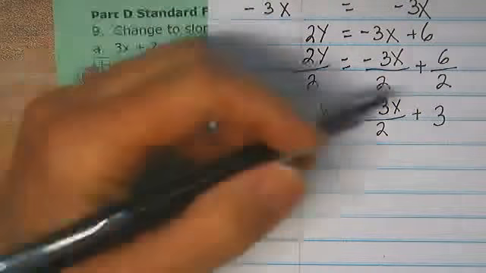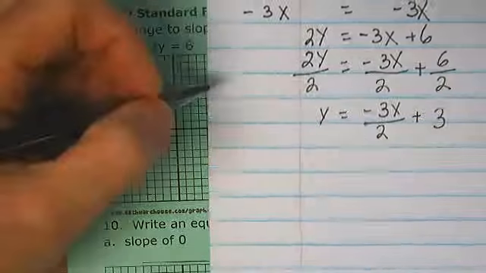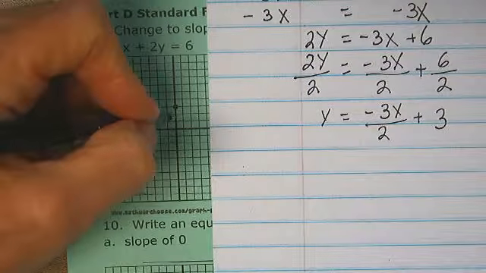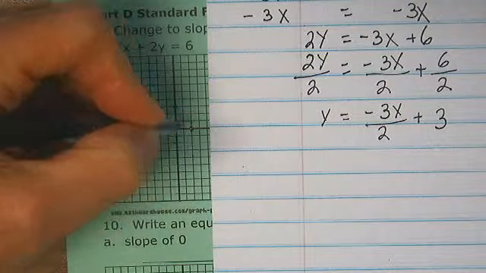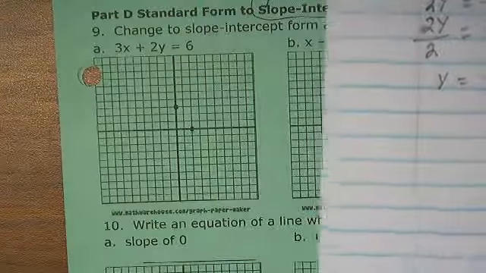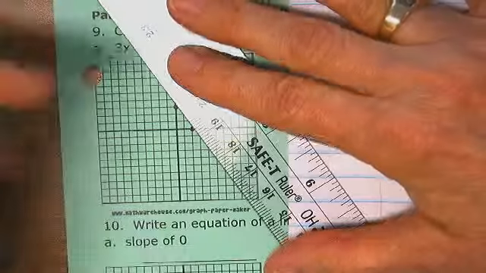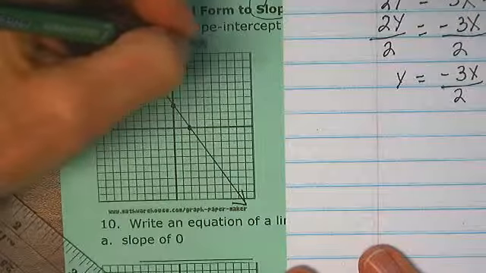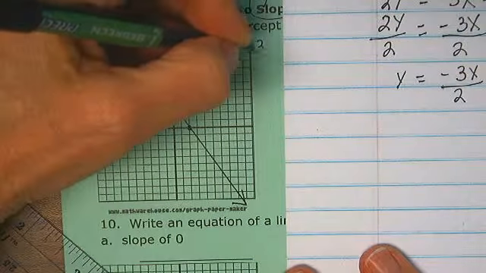Okay, my y-intercept is 3. When x is 0, 0 times anything becomes 0, plus 3. Now, my slope is negative 3 over 2. So I go down negative 1, negative 2, negative 3, and then over 2. I now have a line I can graph. This is a function. It is a continuous function. It slants down to the right. Y equals negative 3x over 2 plus 3.